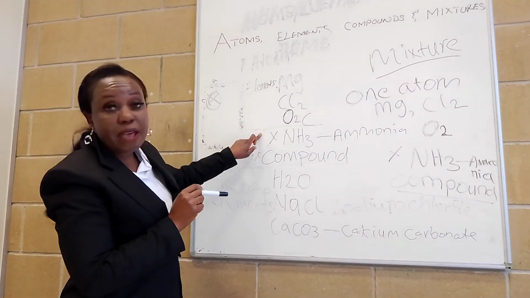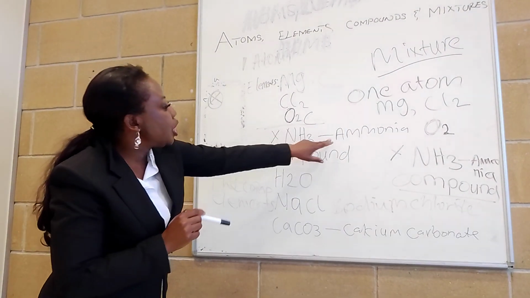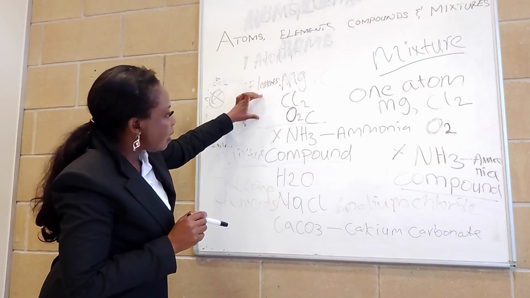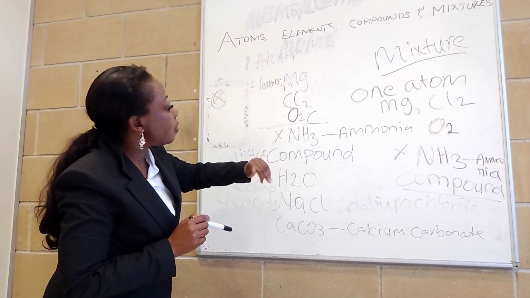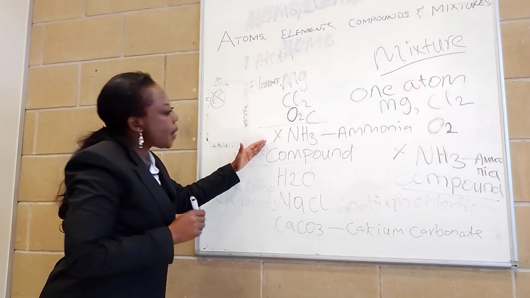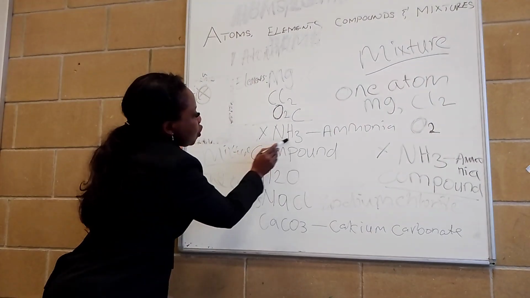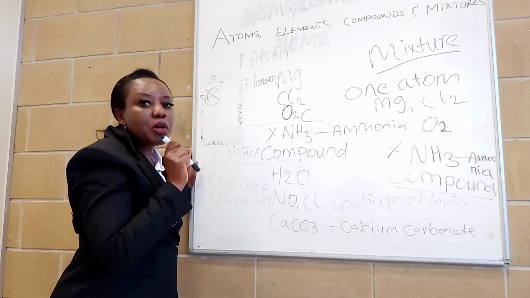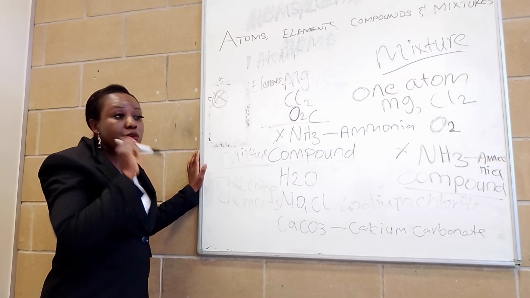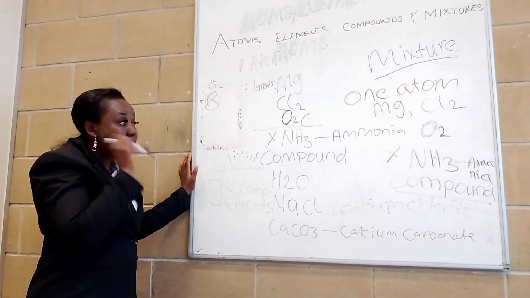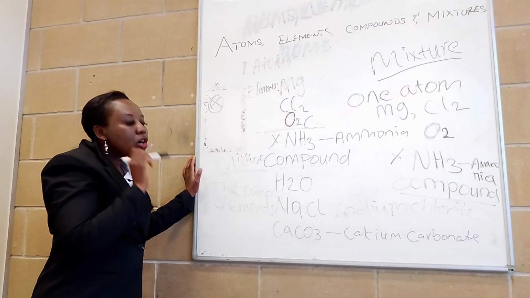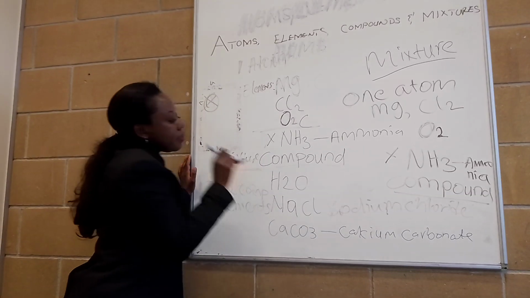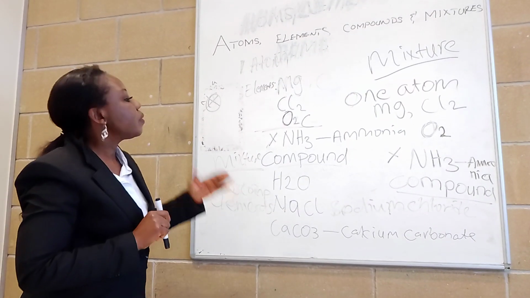How about this? NH3. Can this be an example of an element? No. Ammonia is not an example of an element. Ammonia is an example of a compound. So a compound contains two or more elements chemically combined together. It must be chemically combined together. When you're answering, when you're writing about it, it must be chemically combined. Two or more elements chemically combined together. That is a compound.